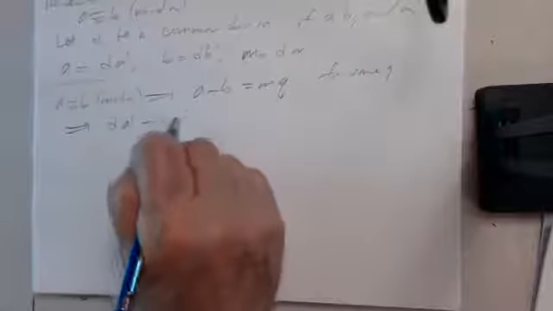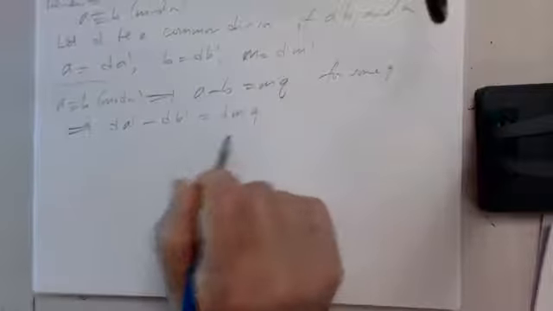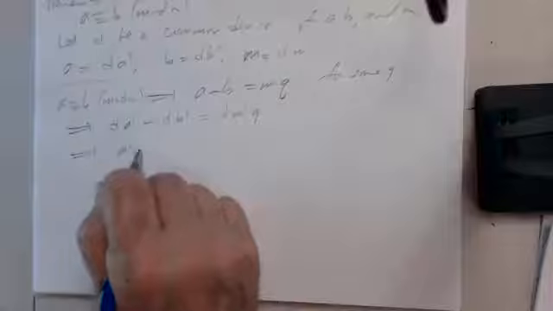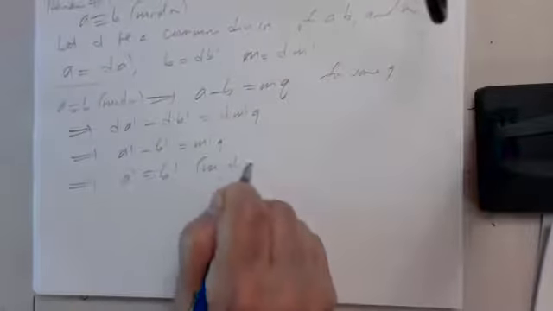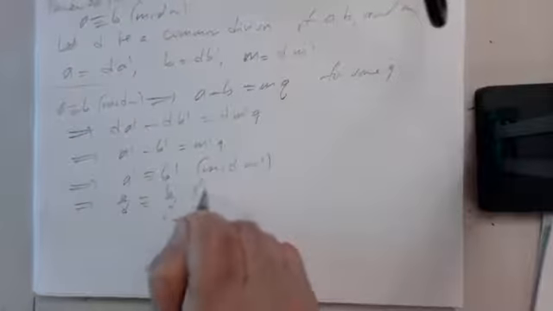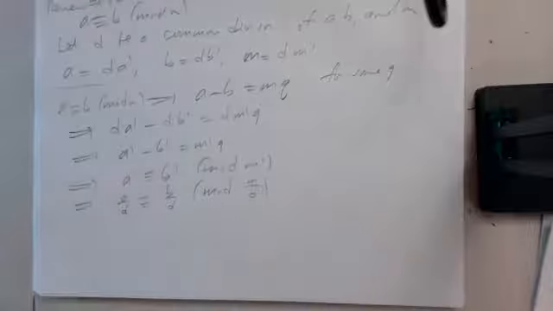Now, A congruent to B mod M means A minus B is some multiple of M. It's M times Q for some Q. Now, just replacing A, B, and M by these expressions, I have dA prime minus dB prime is dM prime Q. And I can divide by D, A prime minus B prime equals M prime Q, which means A prime is congruent to B prime mod M prime, but A prime is just A over D, B prime is B over D, and M prime is M over D. End of proof.